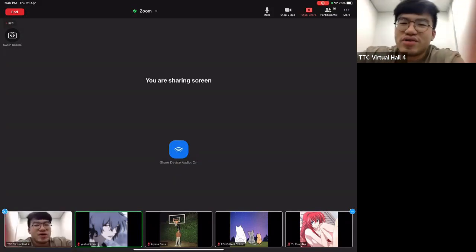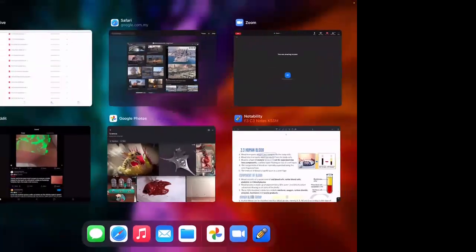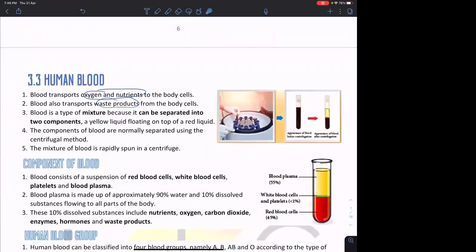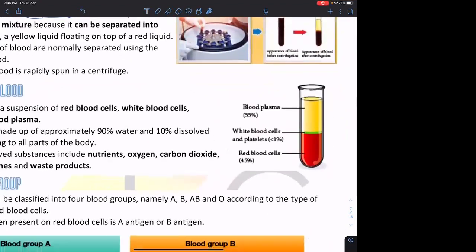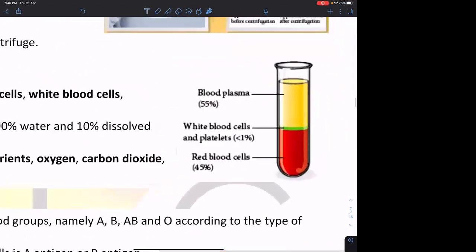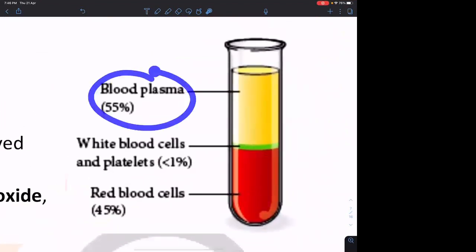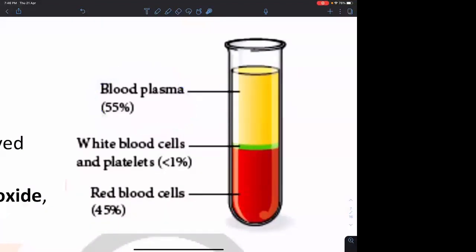All right, so let's go back to our notes. Blood is a type of mixture because it can be separated into 2 components, which is a yellow liquid floating on top of a red liquid. Okay, let's go to our blood here. Your blood has 2 parts. The first part here is called your blood plasma.